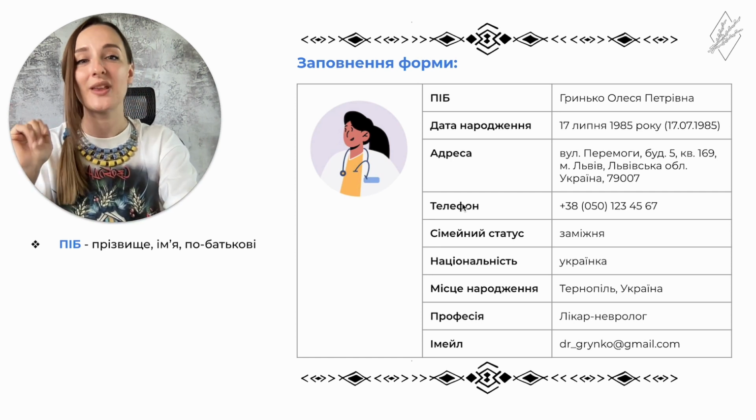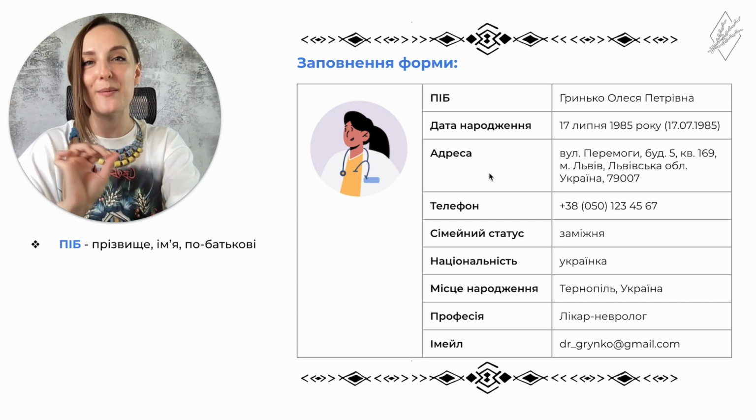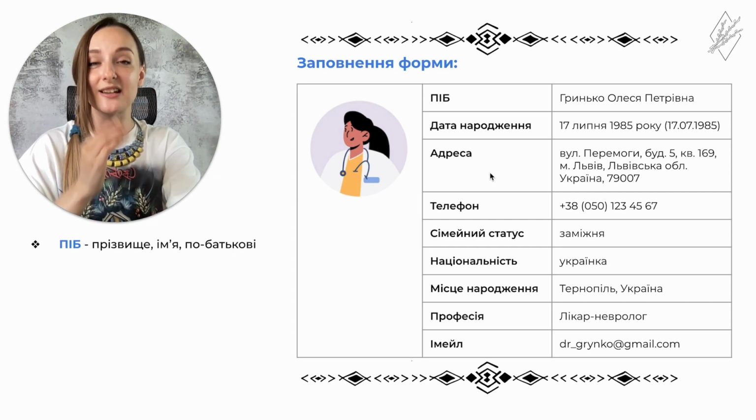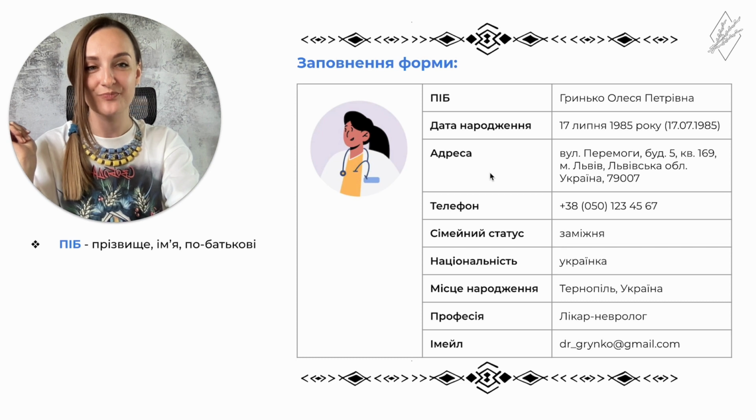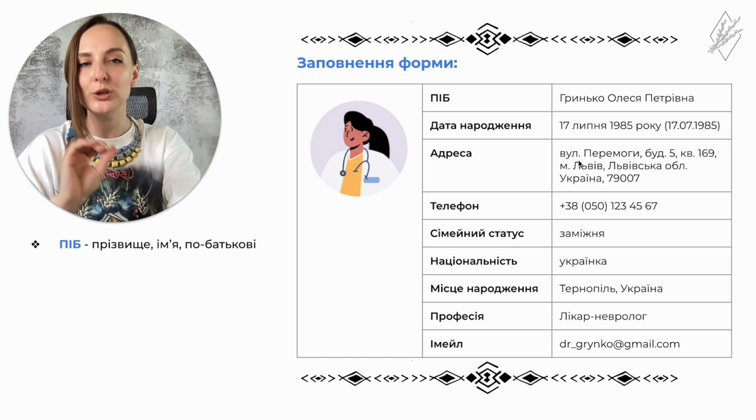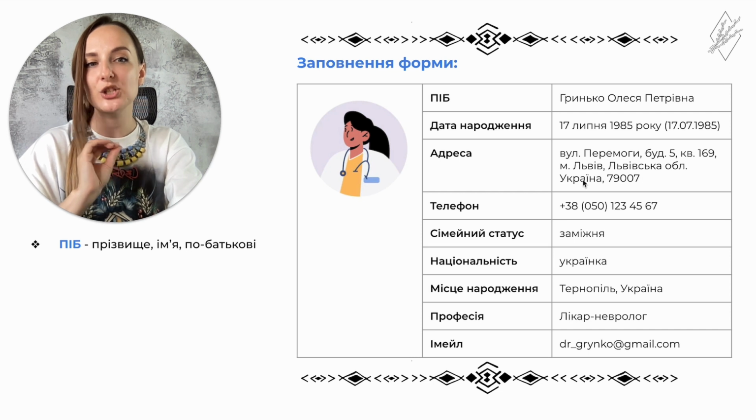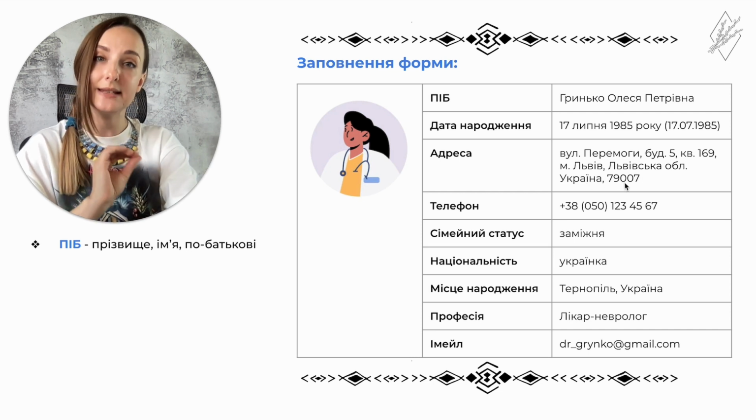The next one. Адреса. In Ukrainian this word is feminine. Моя адреса. Ваша адреса. And here we can see Олеся's адреса. Вулиця Перемоги. Будинок 5. Квартира 169. Місто Львів. Львівська область, Україна і індекс.